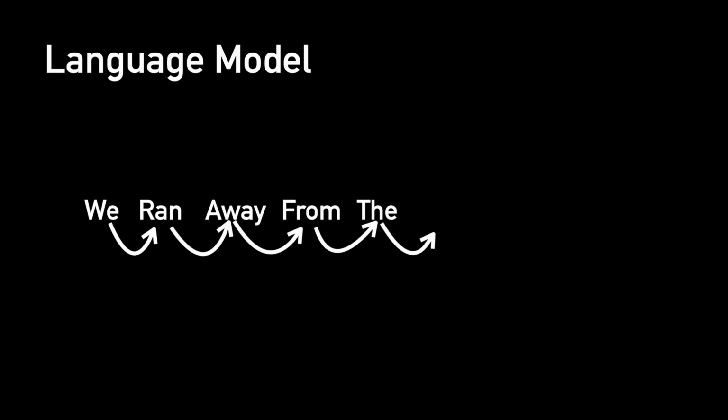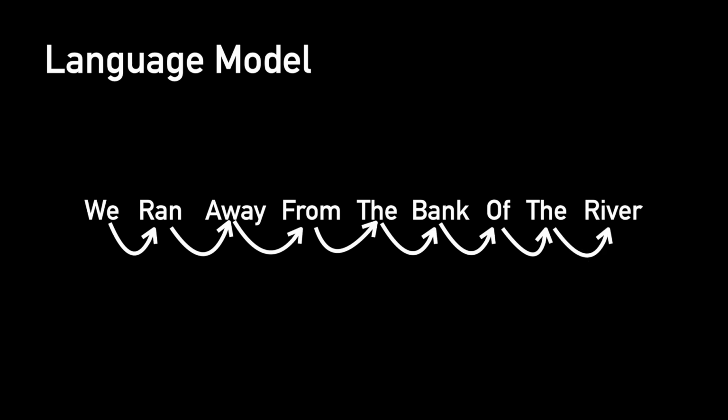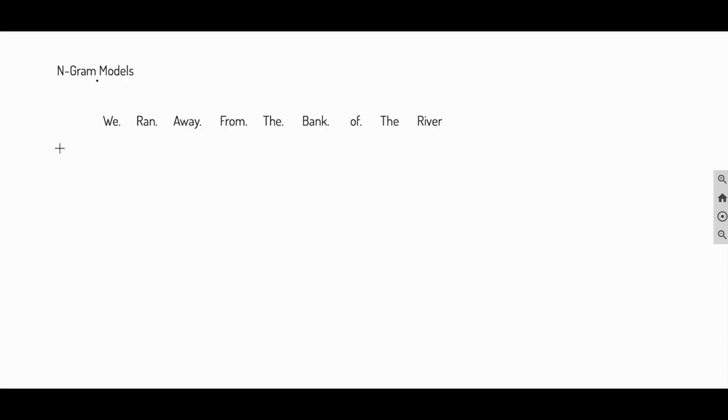For a simple sequence like "we ran away from the bank of the river," we will predict any word given the history of words. So we predict the word "bank" given the preceding sequence "we ran away from the" that we have seen. So let's start with the simplest language model, that is the n-gram model.